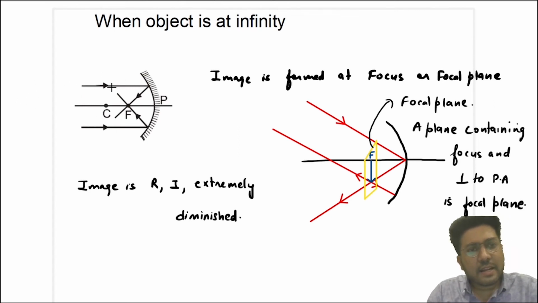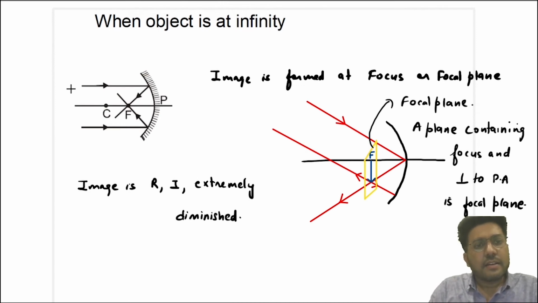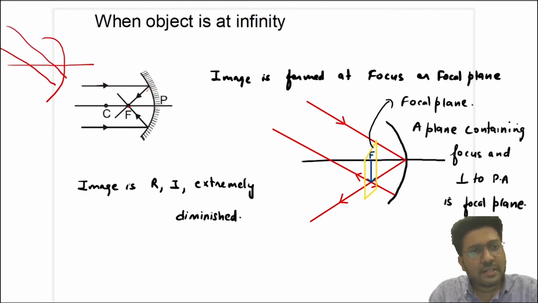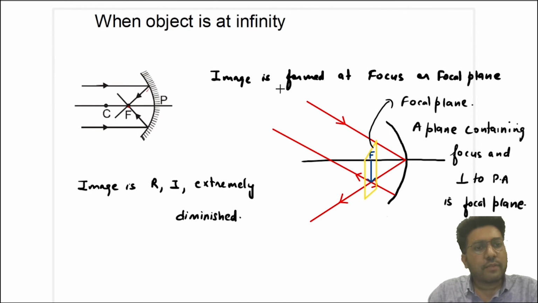So the rays are coming from infinity, and after reflection, obviously a parallel beam of light will pass through the focus. Okay, but the parallel beam of light is not necessarily parallel to the principal axis. It can come like this also, right? It can come like that from a distant object. So if the rays are coming like this, then you have to draw two rays.